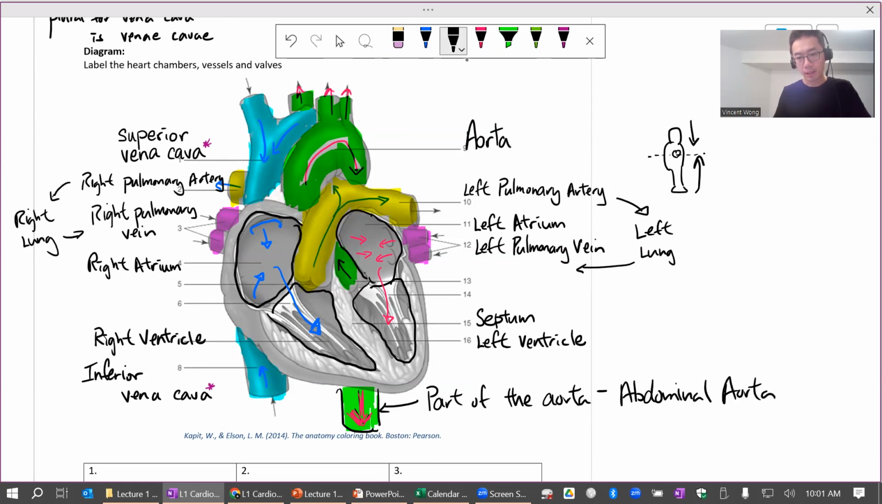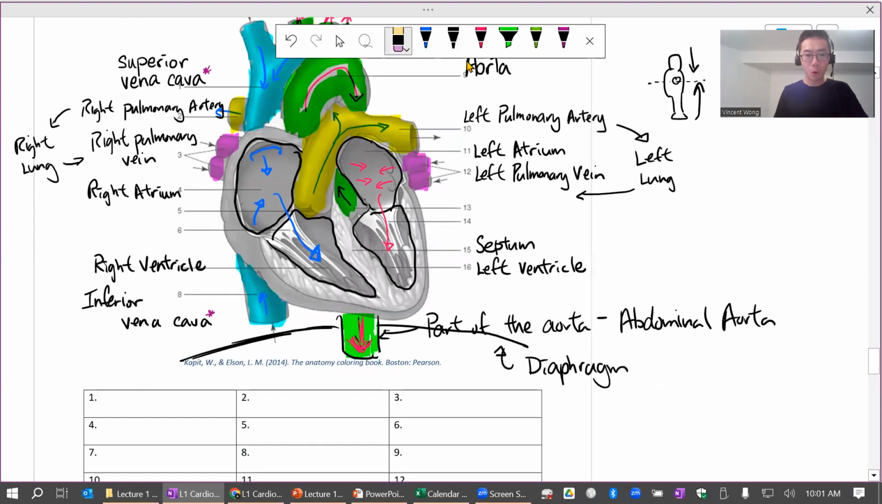aorta. And then, can someone tell me what I'm drawing here? What is this black line that I'm drawing? The diaphragm. Diaphragm? Yes, that's right. Very good. So there's a little opening in the diaphragm for this to go through. Now you don't have to draw the next part. I'm just trying to put things together for you to visualize.